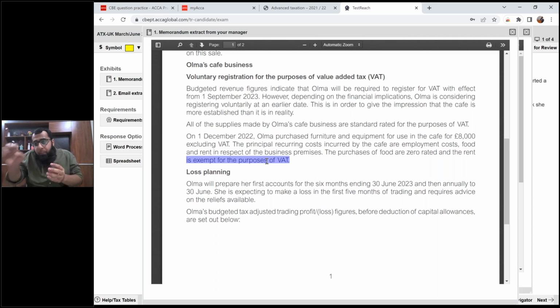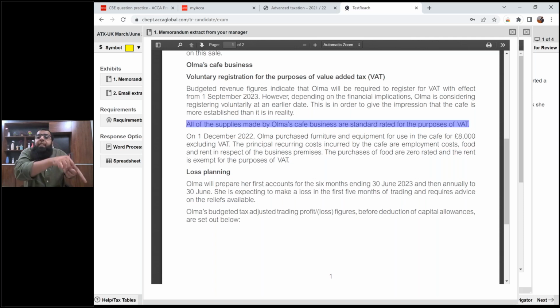Now in this question, I'm purchasing a zero rated good. My business purchases a raw material which is zero rated, but what I make is standard rated. My finished good is standard rated, but the raw material which I'm purchasing is zero rated. So I'm not paying any VAT on the raw material, so there is no point of recovery. My finished good is standard rated, so if I get registered for VAT, I have to charge VAT on it.